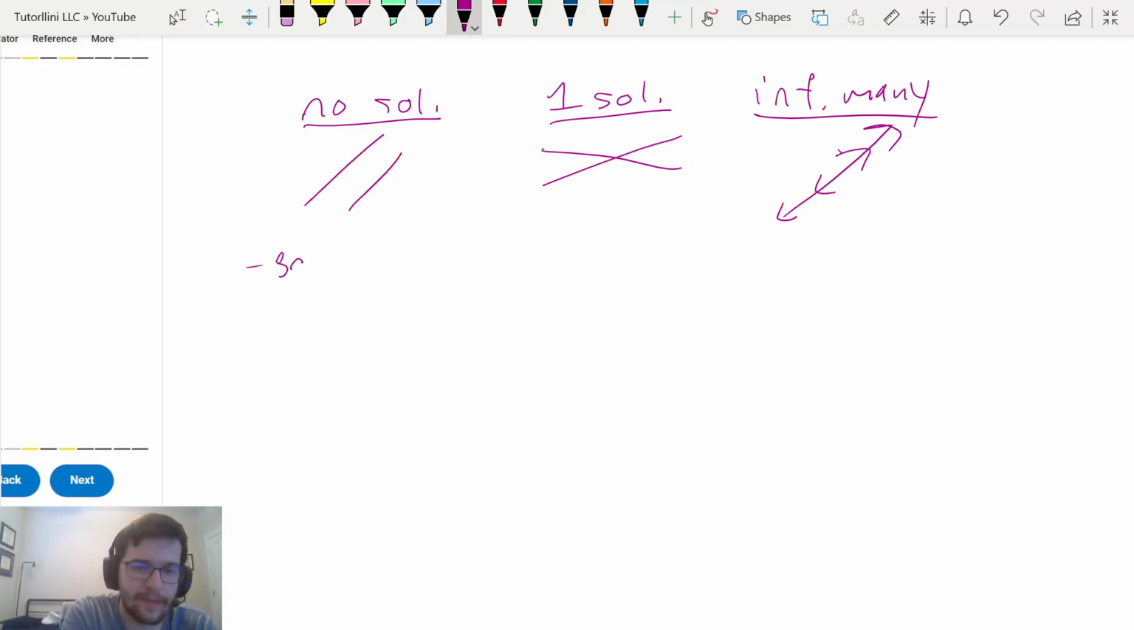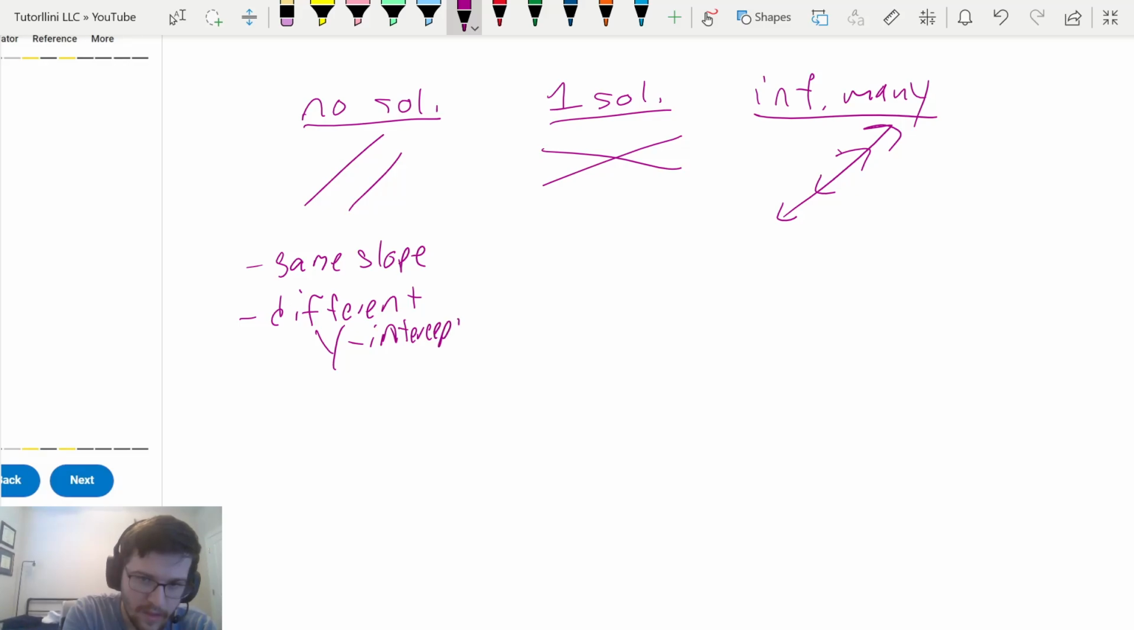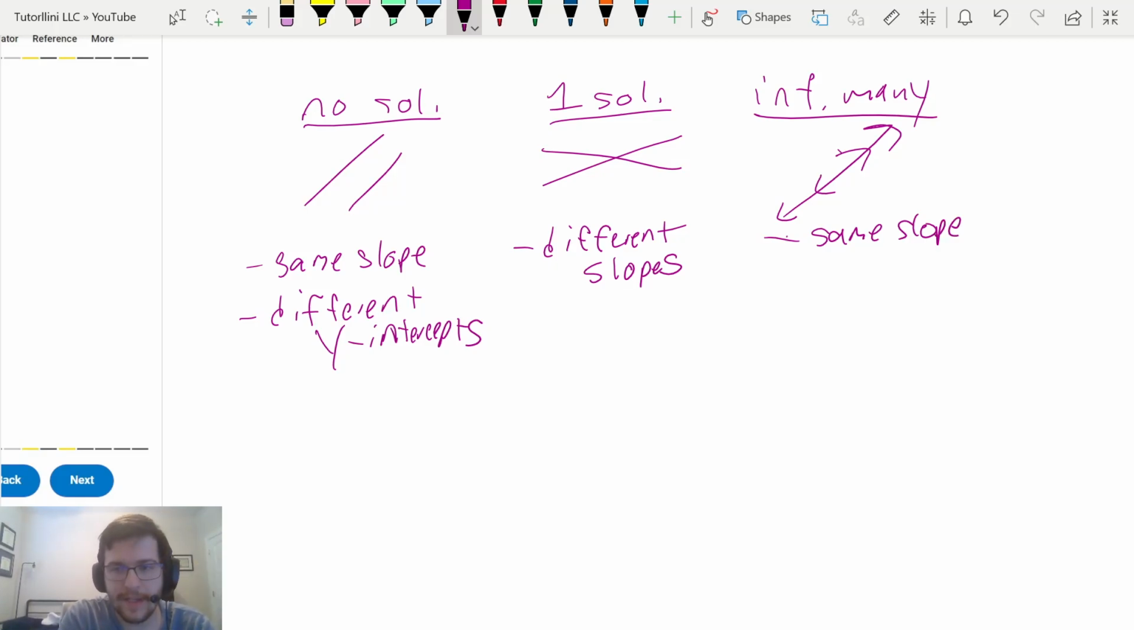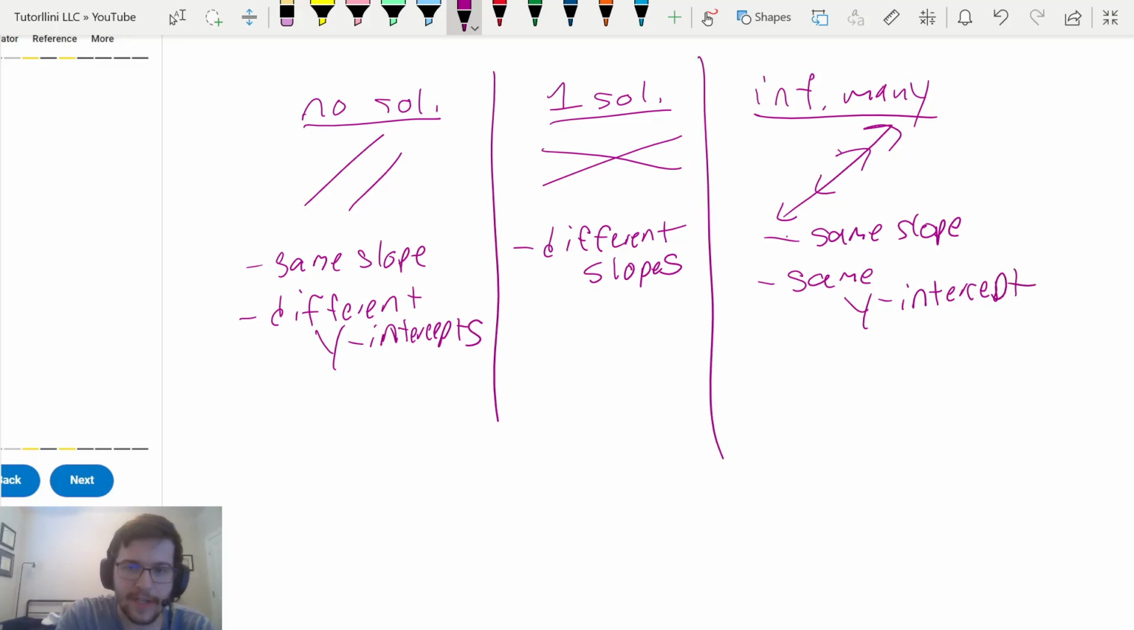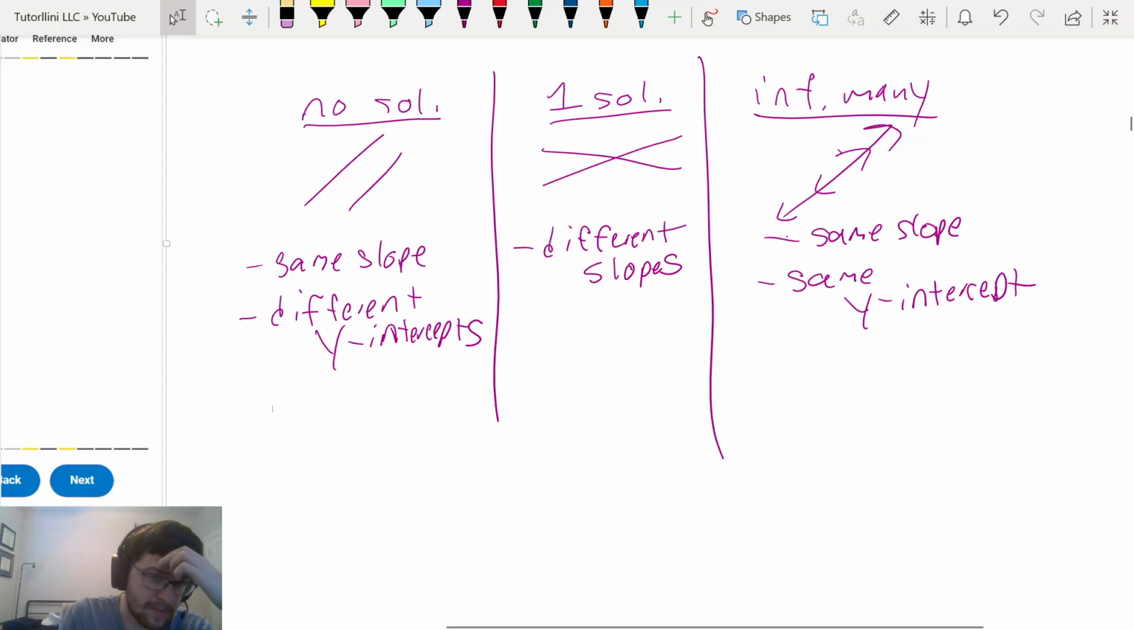So no solution, they have the same slope but different y-intercepts. One solution, they have different slopes. And infinitely many, they have the same slope and the same y-intercept. So make sure you write this table down and that you have it memorized, because this comes up a lot.